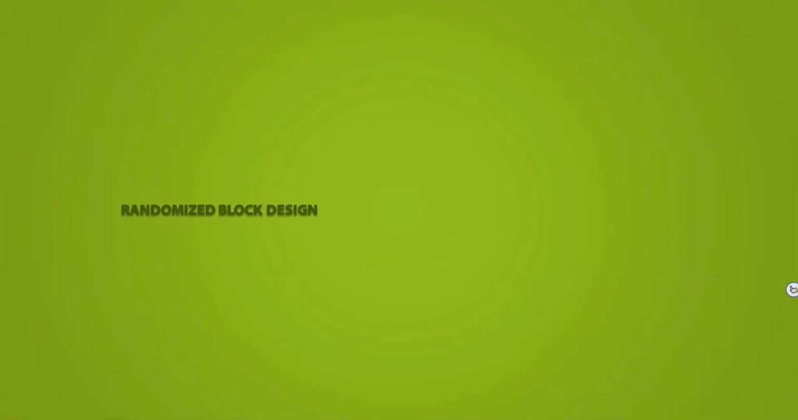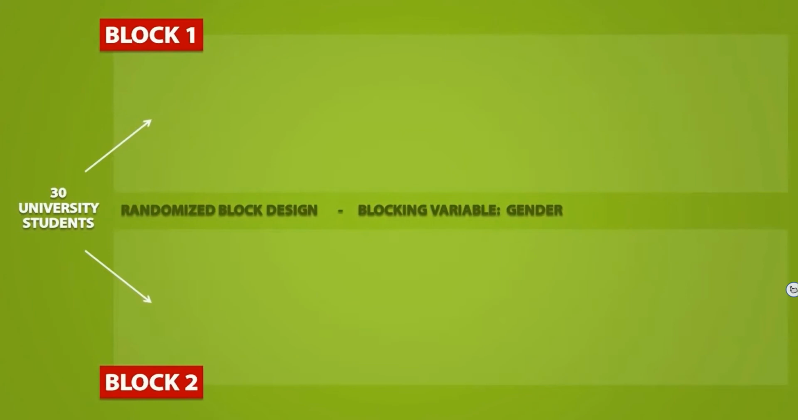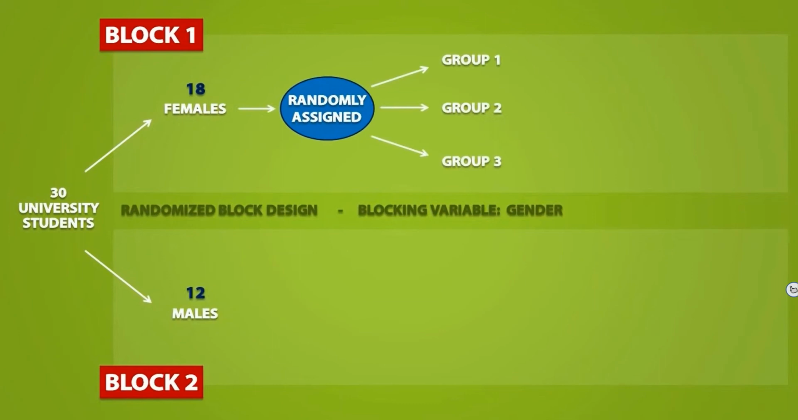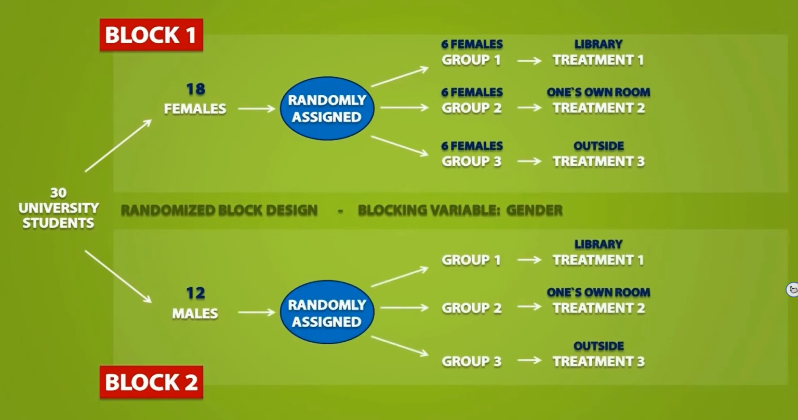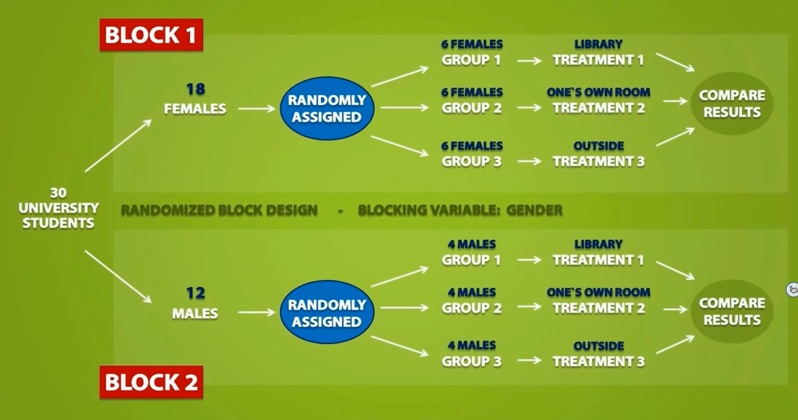We are looking at a randomized block design, and gender was the blocking variable. We started off with 30 university students, and we separated these students into 2 blocks. One was for males and one was for females. We determined that there were 18 females and 12 males. We will have the females be randomly assigned to 3 different groups, and each group will have 6 females, and each group will receive different treatments. For the males, we are doing the same thing, except we have 12 males, so we will randomly assign 4 males into each group. And at the end of the experiment, we will compare the results within each block.